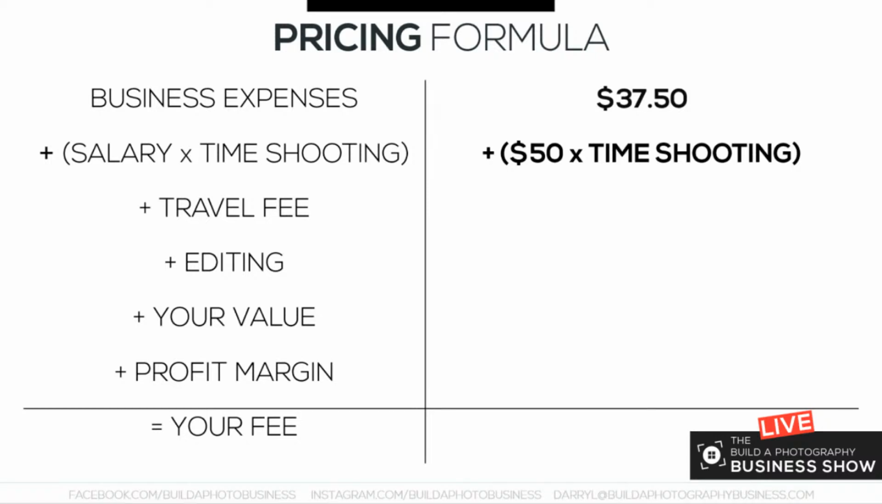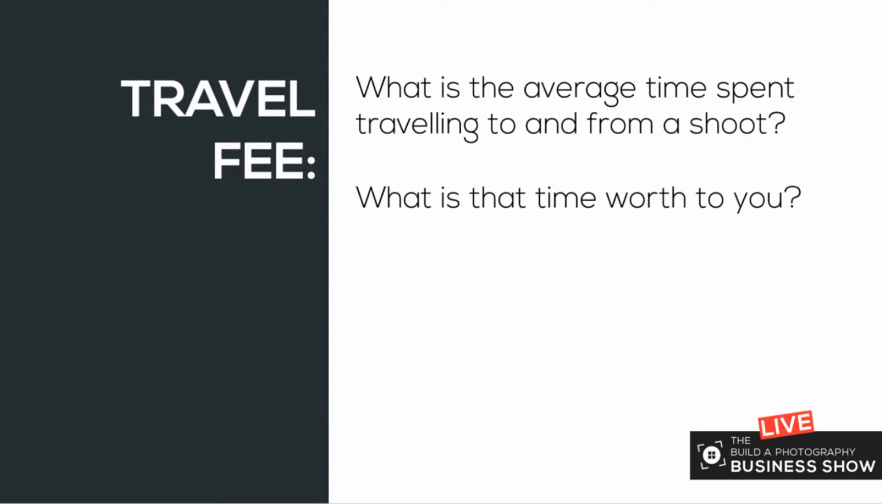All right. Next up, we have our travel fee. So for this, we're concerned with your average time spent going to a shoot and what that time is worth to you. So for example, if you typically spend 20 minutes driving to a photo shoot, then what's 40 minutes in the car worth to you? And remember, we're not adding in other costs here because we've already factored in your vehicle expenses into your cost per shoot. So all you need to work out is what's 40 minutes of time for you. So in our example, let's say it's $30 for that time.